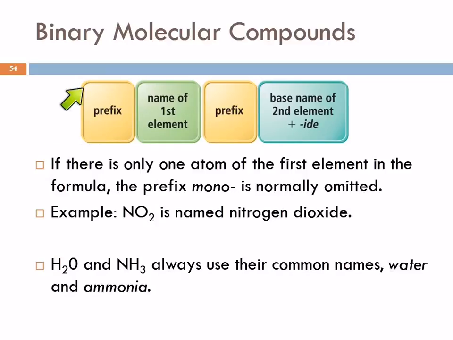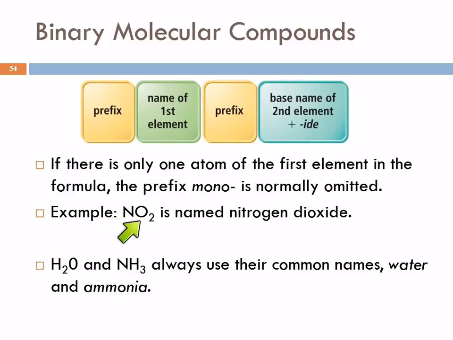This prefix for the first element, if there's only one of that first element, then we usually don't put mono. And this falls into that pattern of chemists avoiding the number 1 whenever possible. So this is carbon monoxide. The mono tells us there's 1 oxygen. It's not monocarbon monoxide. We drop the mono on the first element only.